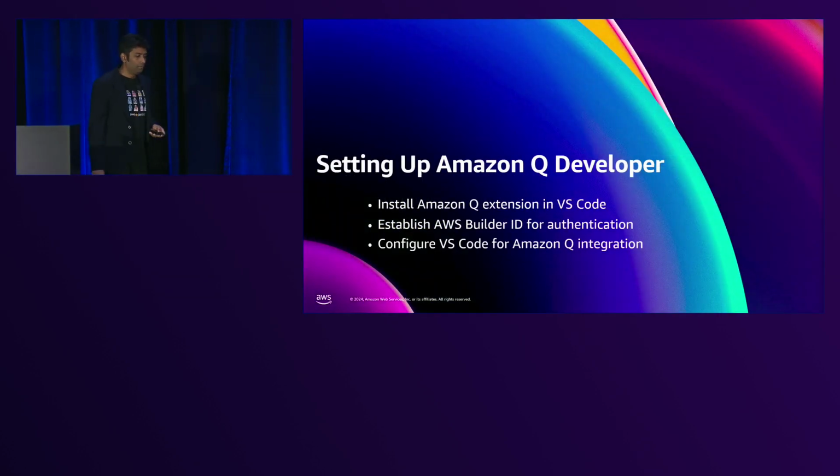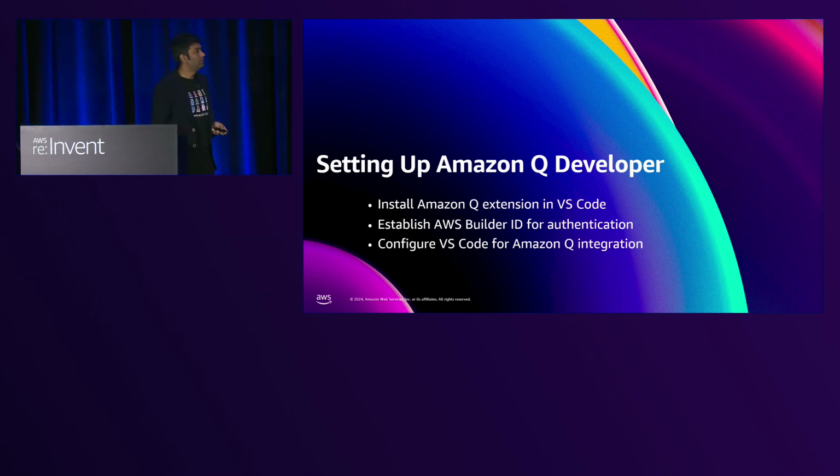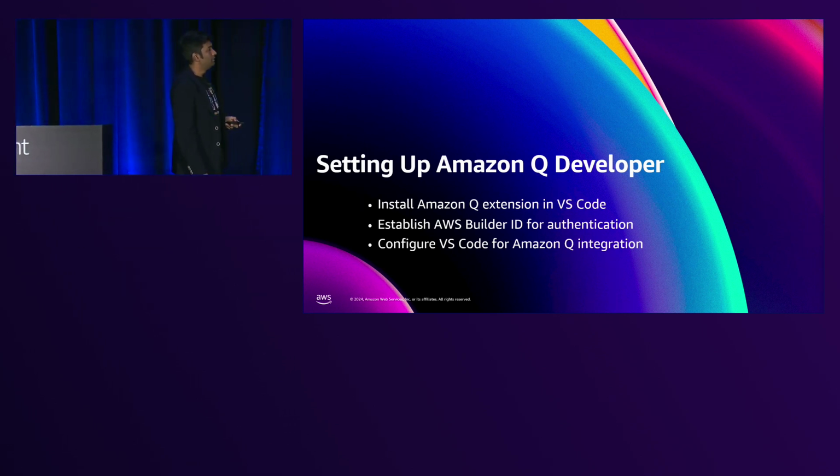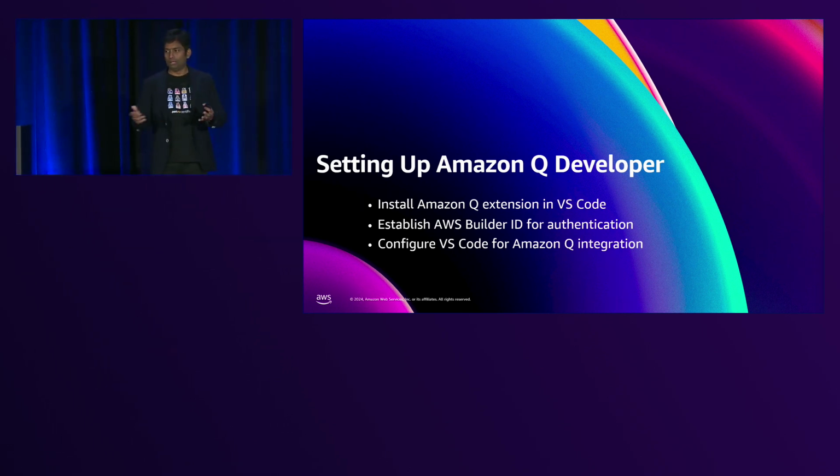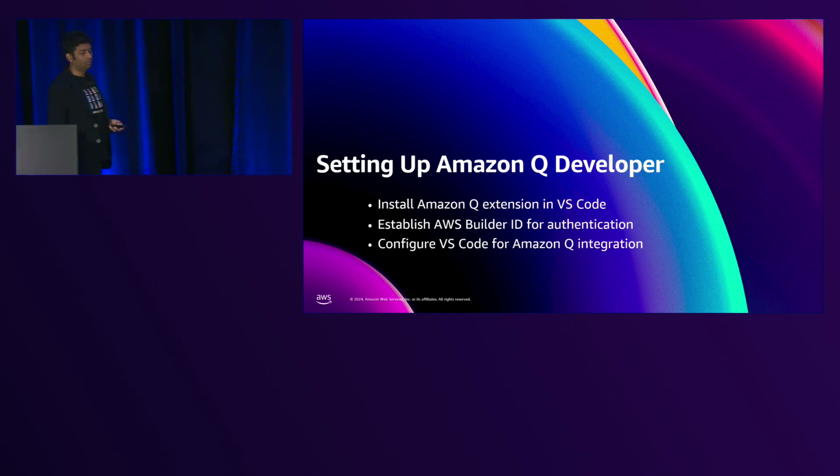So, setting up Amazon Q. All you need to do is install the Amazon Q extension in VS Code. If you already have your laptop in hand, you can also do it with me because we have time. We have a lot of time. We can also set it up for you.